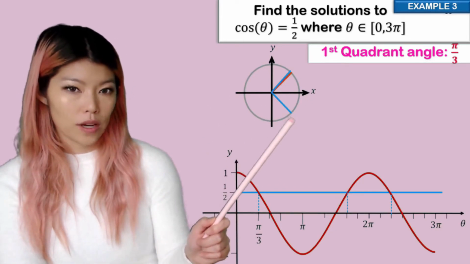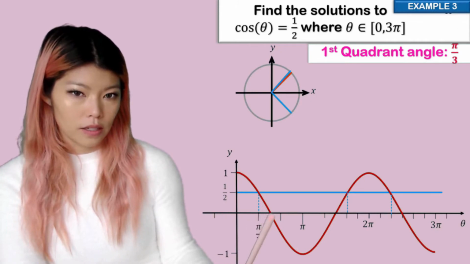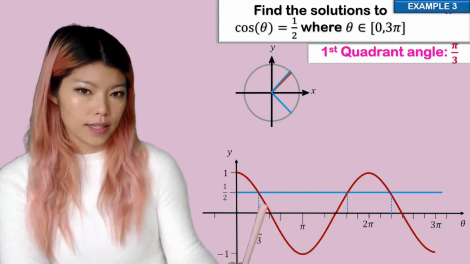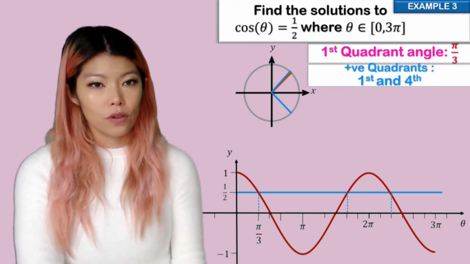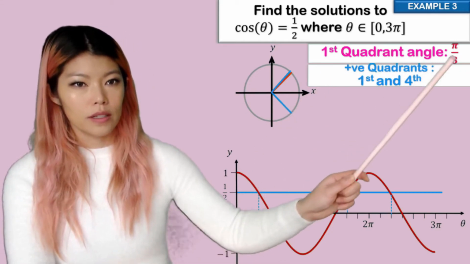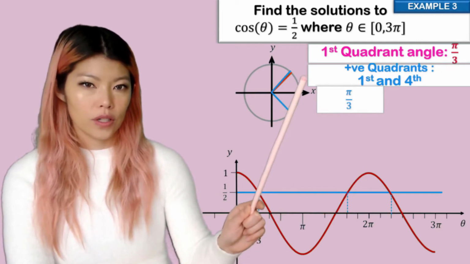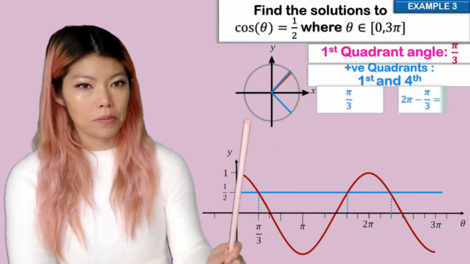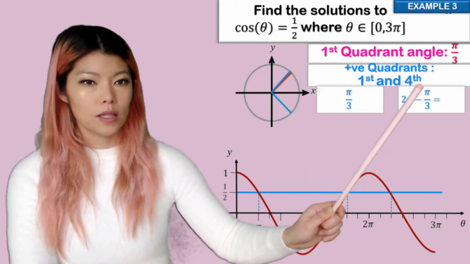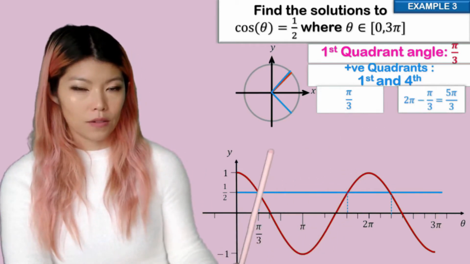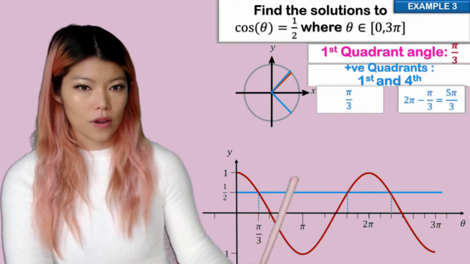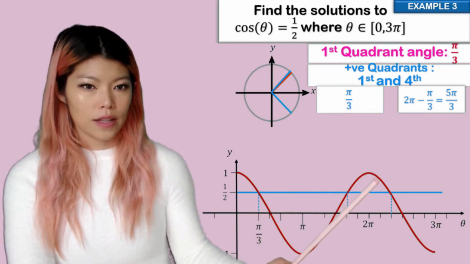So we can see that's 1 and 4. See, 1, 2, 3, 4. The answers are in the first and fourth quadrant. The first quadrant gives pi on 3, and the fourth quadrant gives 2 pi minus pi on 3, which is 6 minus 1, so 5 pi on 3. So we have our first two answers. We need to find the other answers.